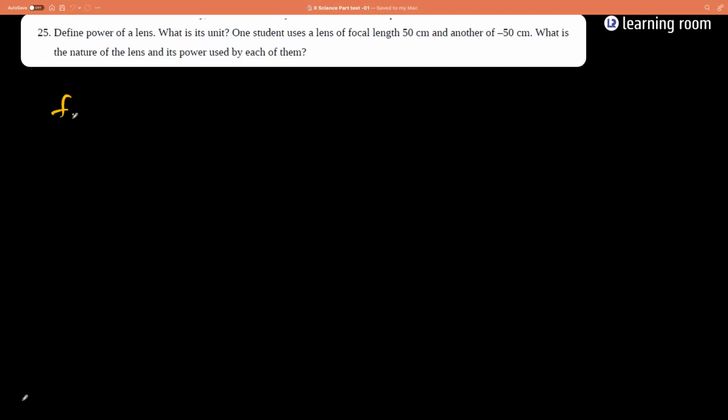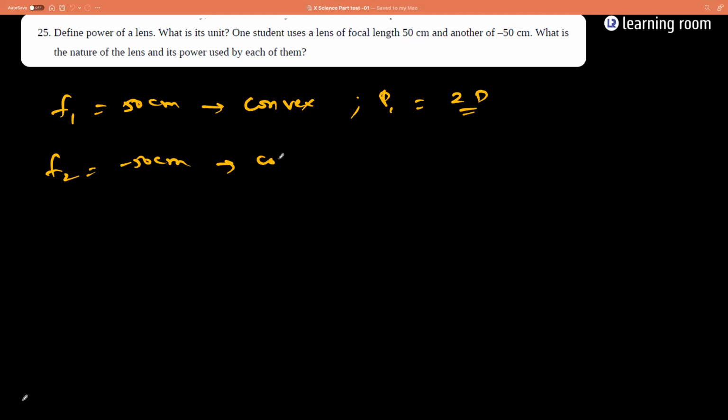So what is the focal length of the first? 50 centimeter. What kind of a lens is this? Convex lens. So what is going to be the power of this one? 100 by 50, 2 diopter. Yes. The second focal length is going to be minus 50. It is going to be concave. What is going to be the power? It is going to be minus 2 diopter. Clear?